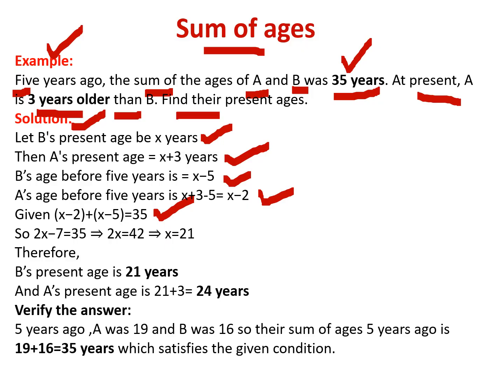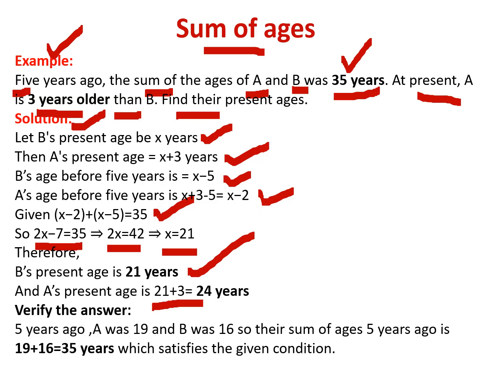Simplifying, we get 2x minus 7 is equal to 35. Adding 7 on both sides, we get 2x is equal to 42. Now divide both sides by 2, we get x is equal to 21. Therefore, B's present age is 21 years and A's present age is 21 plus 3 is equal to 24 years.